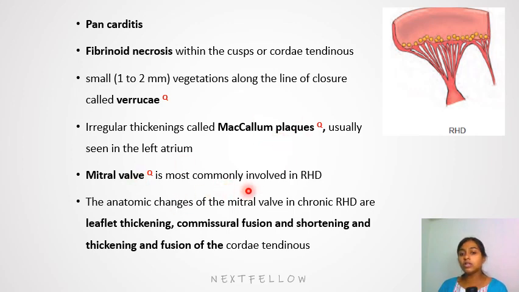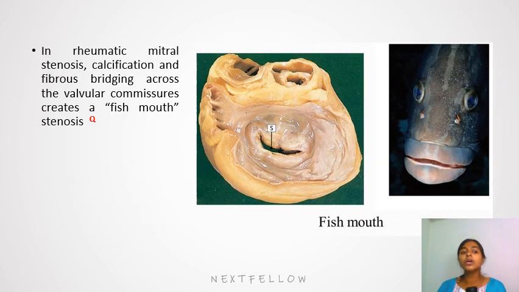So the most common valve to be involved in rheumatic heart disease is the mitral valve, and the anatomical changes seen in the mitral valve will be leaflet thickening, commissural fusion and shortening and thickening as well as fusion of the chordae tendineae. So remember there will be pancarditis, with the mitral valve involved. Mitral valve stenosis is the most commonly seen in patients with rheumatic heart disease, and MacCallum plaques. So we have already discussed that in rheumatic heart disease there will be mitral valve stenosis. Here the stenosis will resemble a fish mouth, so this is called a fish mouth stenosis. This is also an important question, they can ask in MCQ.